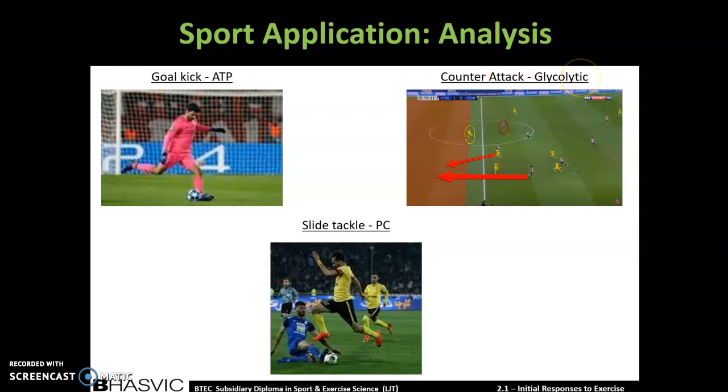And because counter-attacks can be relatively short, but are longer than 10 seconds, it'll be between 10 seconds and usually a minute, but potentially 2 minutes, but that is unlikely.